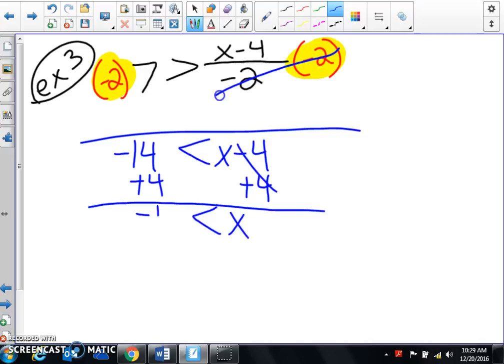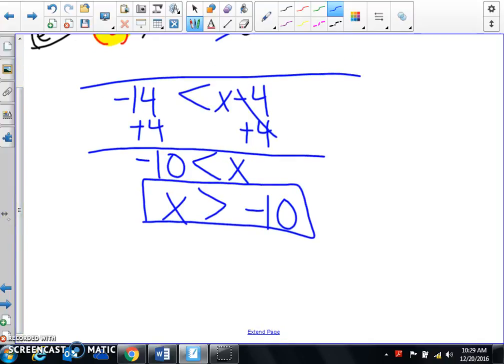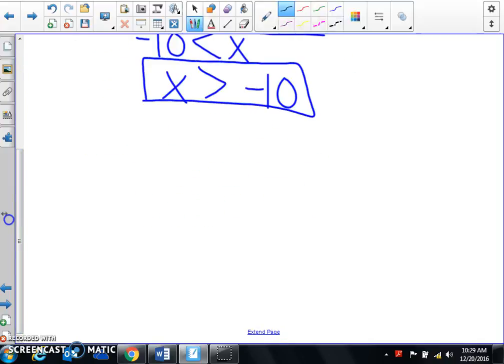Negative 14 plus 4 is negative 10. Now remember, you have to have the variable on the left. So here's x, here's negative 10. The alligator's eating x, so the alligator needs to be eating x. And I like to box it in because a lot of times people go back to that top one, negative 10 is less than x. Don't do that. So box in your solution.